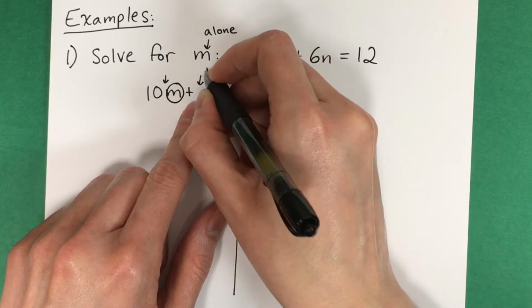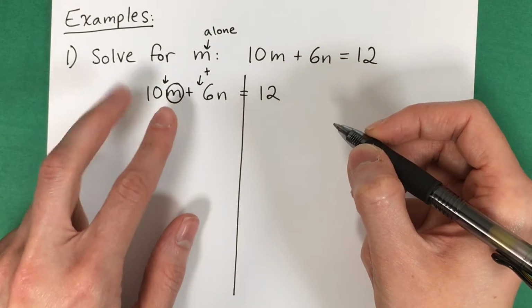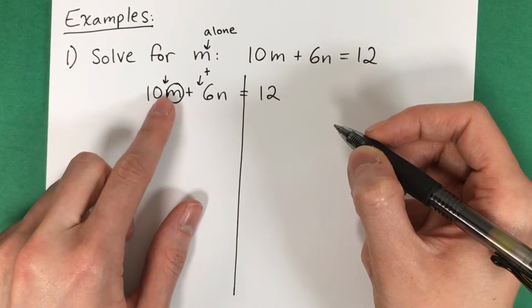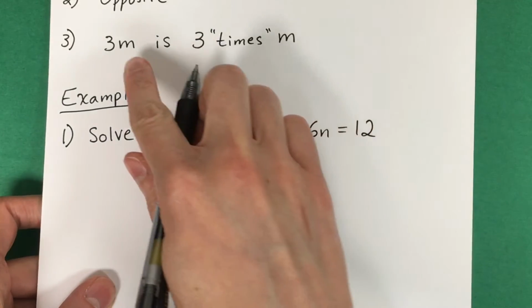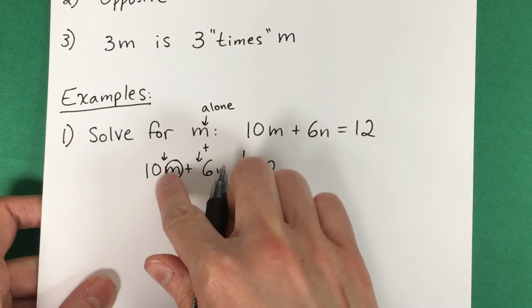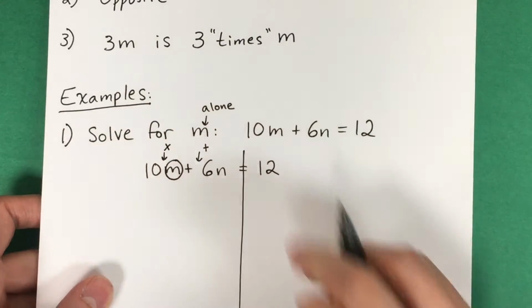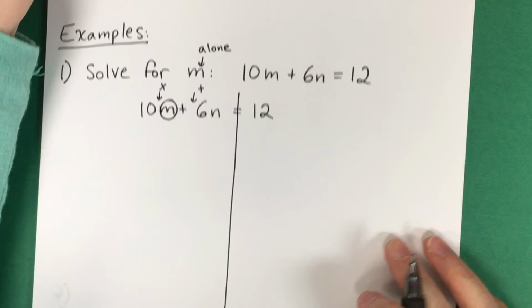That's a plus, so that's a plus 6n. This one is touching m, and there's nothing in the middle. This is like my rule number 3. Do you remember rule number 3? This is times. This is multiply, because there's nothing in the middle.